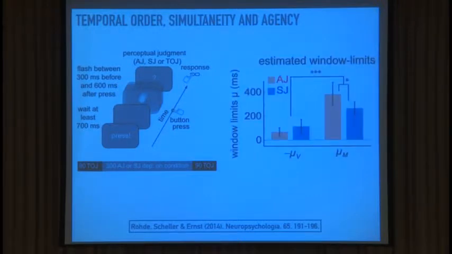If you're asking people whether they are the agent, that's the pink bar, they have a far more tolerant temporal window. So this extension of the window represents how long they perceive themselves to be in charge of the event. So when the flash happens after, that's the graph on the right, they are more tolerant to the delay than the group that is asked whether this happens at the same time. So these are two very different ways of measuring how tolerant we are to the delays.